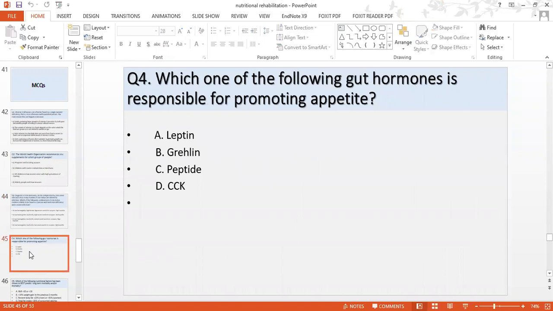Which one of the following gut hormones is responsible for promoting appetite? If you have heard about it, any hormone like this? Leptin, ghrelin, peptide, CCK. It's B, ghrelin. Ghrelin is a hormone which increases appetite. It's correct.